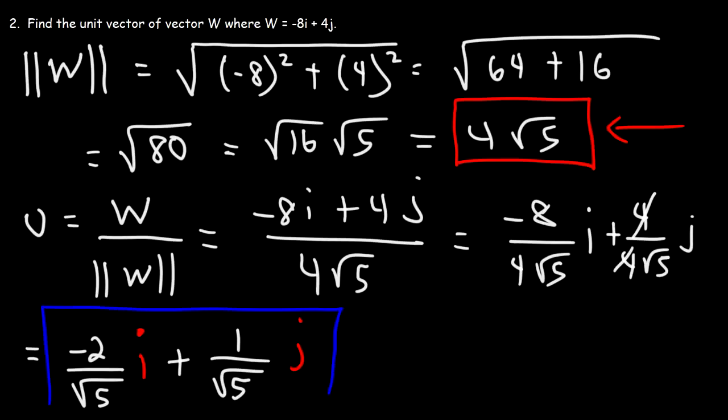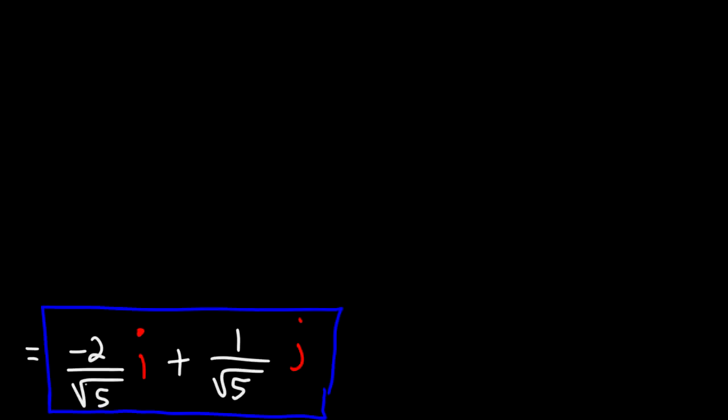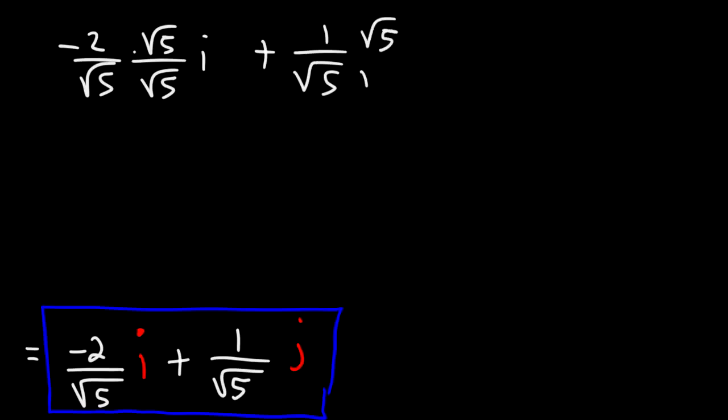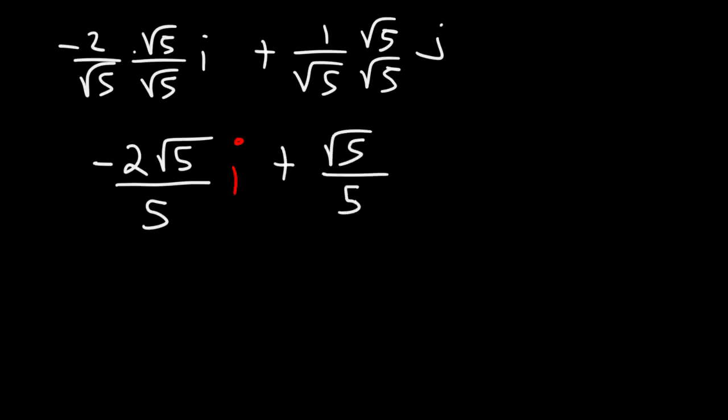Now you could leave your answer like this if you want to. It is correct, but we could simplify further if you wish to rationalize the denominator. Let's go ahead and do that. So in order for us to rationalize the denominator, we need to multiply the top and the bottom by the square root of 5. And so we're going to get negative 2 square root 5 over the square root of 5 times the square root of 5 is the square root of 25. And the square root of 25 is 5. So this is the x component. And then plus, this is going to be square root 5 over 5.